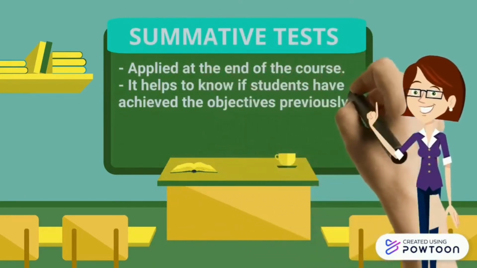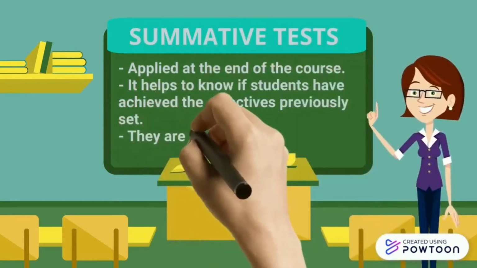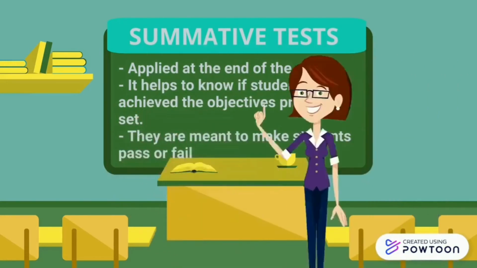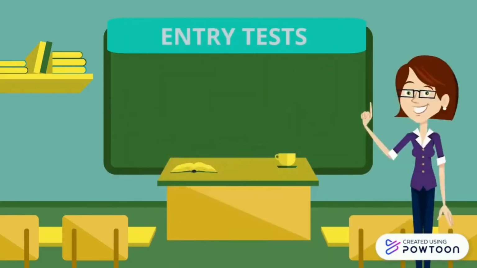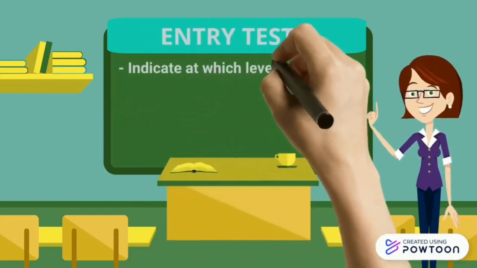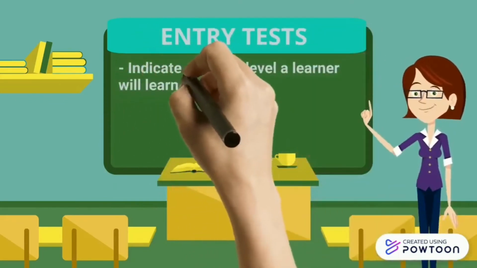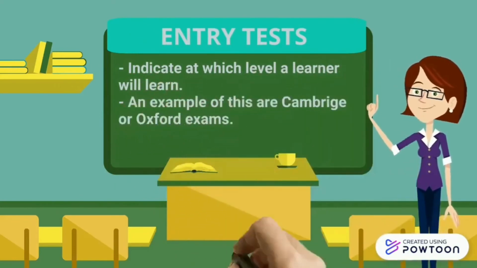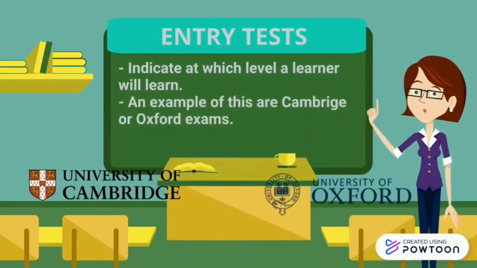These types of tests are commonly used in our educational system and are meant to make students pass or fail. Entry or placement tests. These tests indicate at which level a learner will learn. These aim to produce homogeneous groups where the learning levels are equivalent, for example, the Cambridge or Oxford.